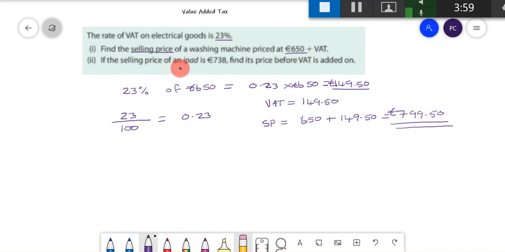So how do we get that? We had to work out what 23% was of this amount. 23% of 650. 23% means 23 out of 100, so as a fraction it's 23 over 100. Then we turn that to a decimal by taking the number at the top and dividing it by the number at the bottom. That's equal to 0.23. Then to get 23% of this amount, we multiply it, and that gives us 149.50. So that 149.50 is the VAT that is owed on this amount.